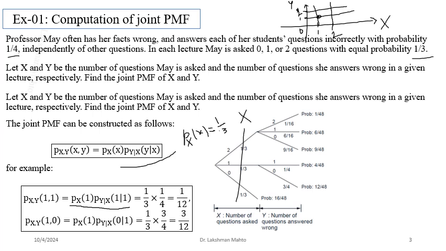1 by? If May has been asked no question, why will May answer? If May is not answering, that means May is not giving a wrong answer. That means, what is the probability? 1. If May is not uttering anything, it means we will say that May is saying right. It is a very trivial thing. Okay. Are you getting the meaning of this or not?